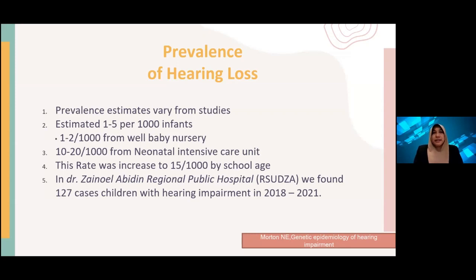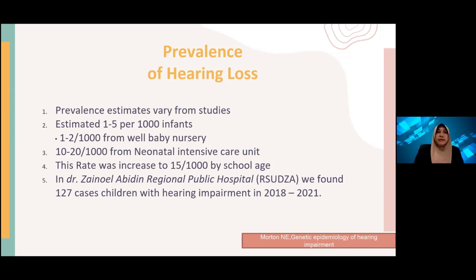The prevalence of hearing loss in children varies across the country. From the study, 1 to 5 in 1,000 live births are affected with severe to profound permanent hearing loss. In intensive care units, it is approximately 10 to 15 in 1,000 live births. As children age, the prevalence increases, and by age 18 years, 17 in 1,000 individuals are affected by some degree of permanent hearing loss.